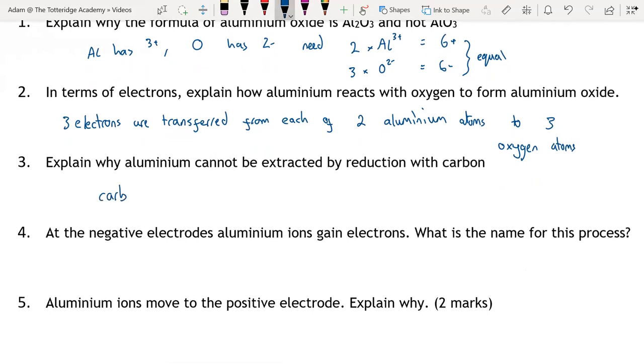Why can aluminium not be extracted by reduction with carbon? Because carbon is less reactive than aluminium, or vice versa. So you could say aluminium is more reactive.